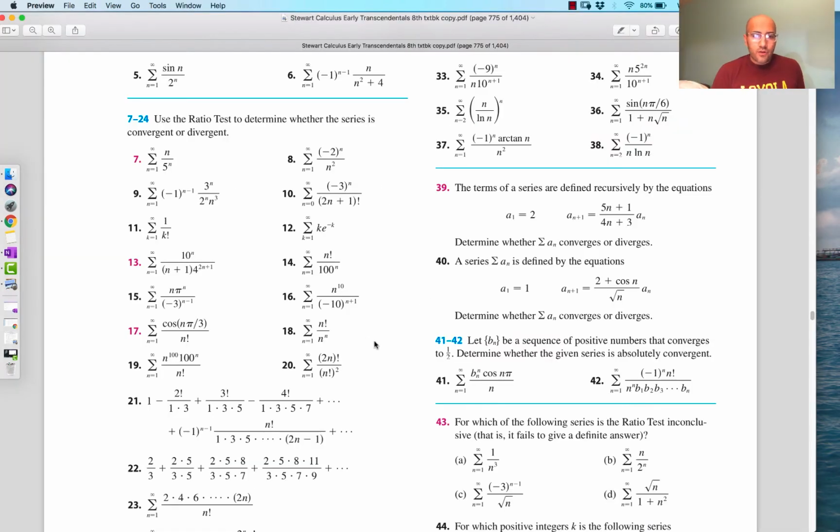Okay, now let's try something like number 20, which says use the ratio test to determine whether the series is convergent or divergent. Okay, so at least they're telling us which test to use. So we have the sum of 2n factorial divided by n factorial squared, where n goes from 1 to infinity. Does this converge or diverge? Use the ratio test. Okay, so let me write that one down.